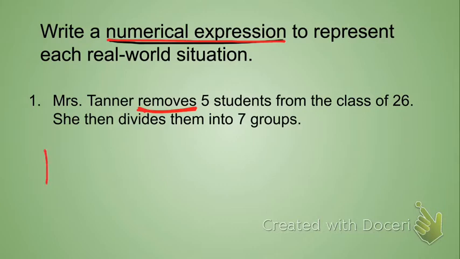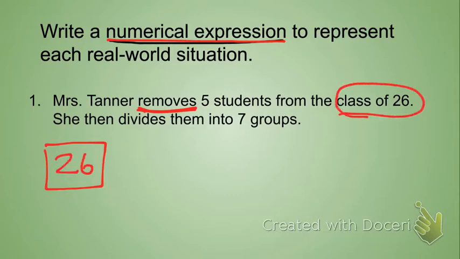Mrs. Tanner has a class, right? How many students are in that class? Well, it says she has a class of 26, right? And what does she do with that class of 26? It says she removes 5 students. What operation happens when you remove something, when you take it away? We're taking away 5 students, aren't we? So she has a class of 26. She's taking away 5.